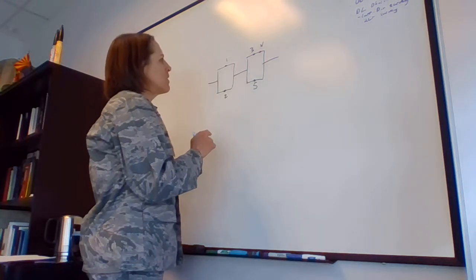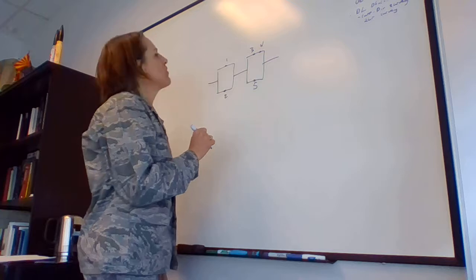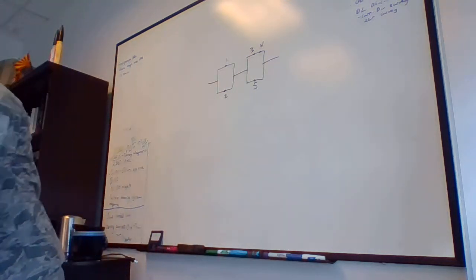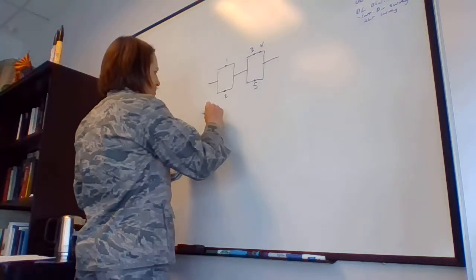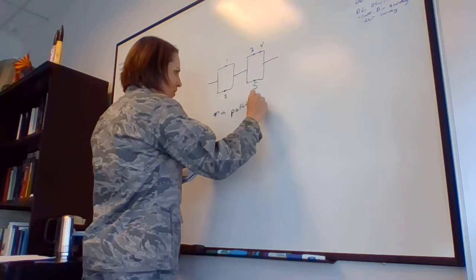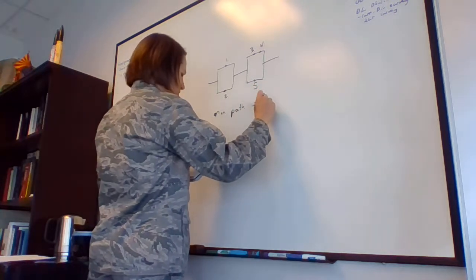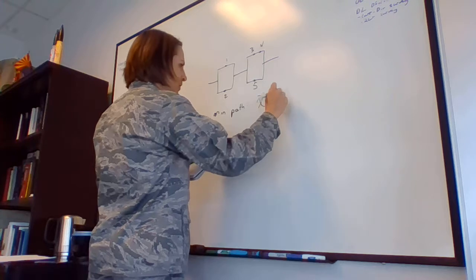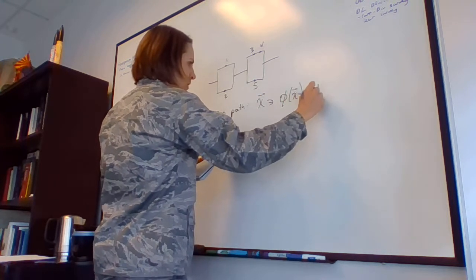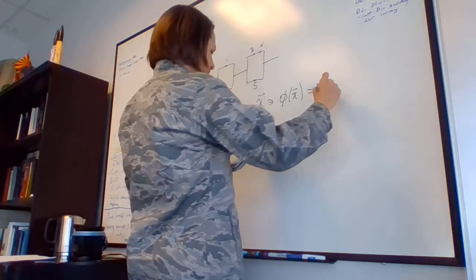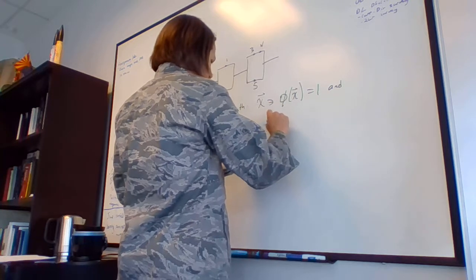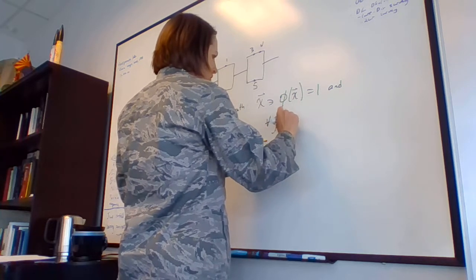So what we're going to do is we're going to say, all right, what are all the paths that if you cut them, the system will not work? So notationally, it looks like this. For the min path, we have x such that for the structure function equal to 1, and for all y less than x.